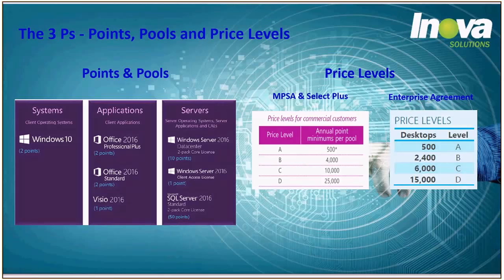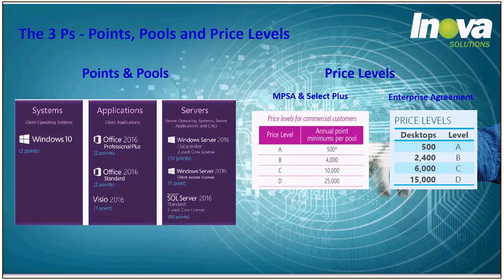So for the MPSA and Select Plus, these are the price levels, A to D, A, B, C, D, and these are the pools that you need to accumulate in order to have the differing price levels or to move from one price level to the next. What do these price levels represent? These price levels tell us which price you will be granted. As you move from A to B, you get a discount on the prices. So the price actually becomes less as you move from price level to price level.